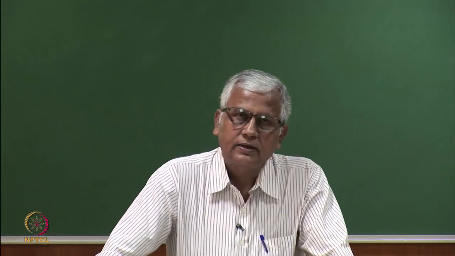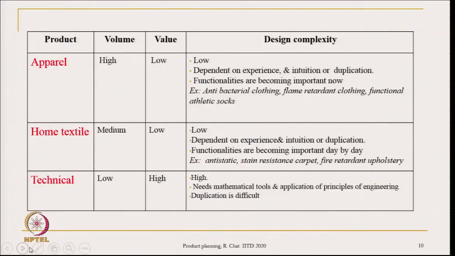Okay. Next category of products are home textile products. So, home textile products volume wise is medium. So, there is not much that we produce. Volume wise medium, value wise low, they are not very costly. Design complexity wise also they are low, they are not very complex in terms of their design, like designing a towel or designing a bed sheet or a pillow cover or designing a carpet or a seat cover.